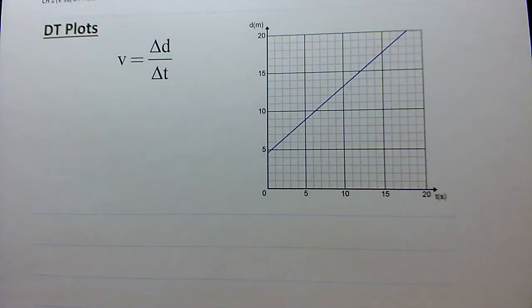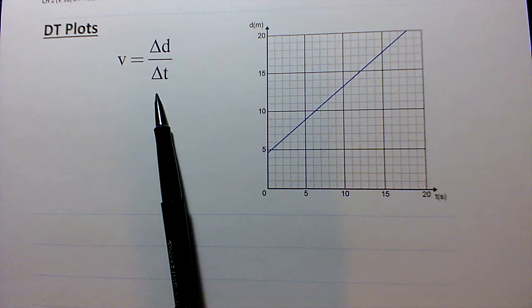Alright, today's topic for this video is the definition of velocity. Velocity is defined in the simplest sense as distance divided by time. And a little bit more specifically, we're going to define it as delta D over delta T. And we're going to relate the concept of velocity, or the definition of velocity, to distance time plots.